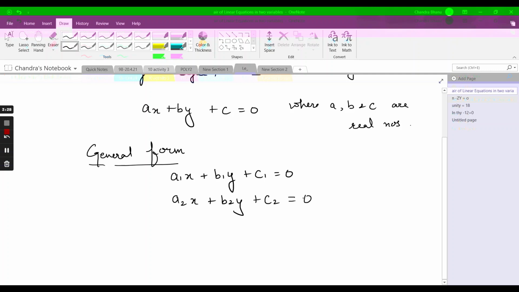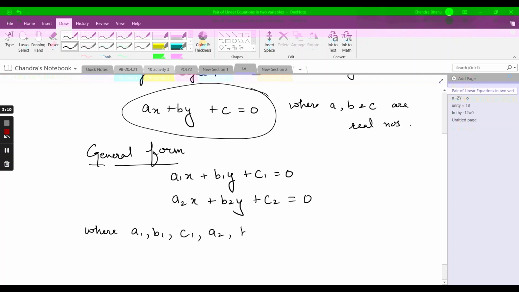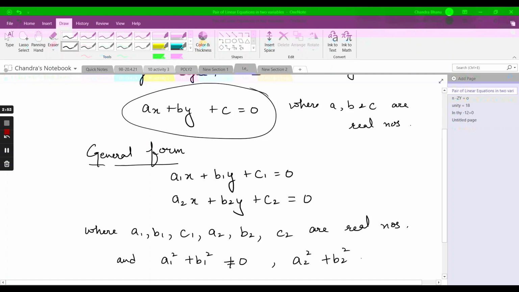Since they both are linear equations, they are of this form, and I am putting a subscript 1 and 2 to denote that they are the first equation and second equation. Now here a1, b1, c1, a2, b2, c2 are real numbers. And there's one more condition: a1 square plus b1 square should not be equal to 0. Similarly, a2 square plus b2 square should not be equal to 0.